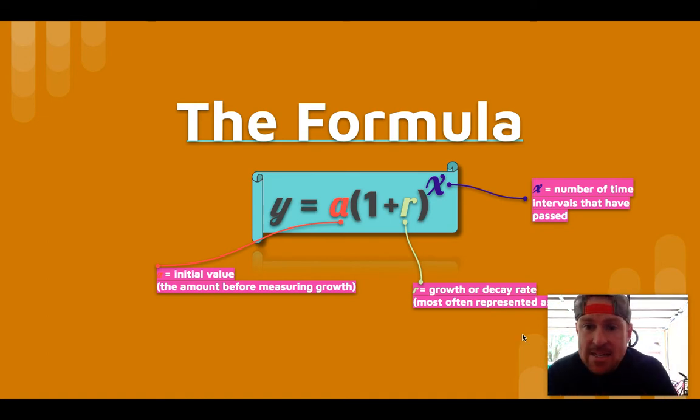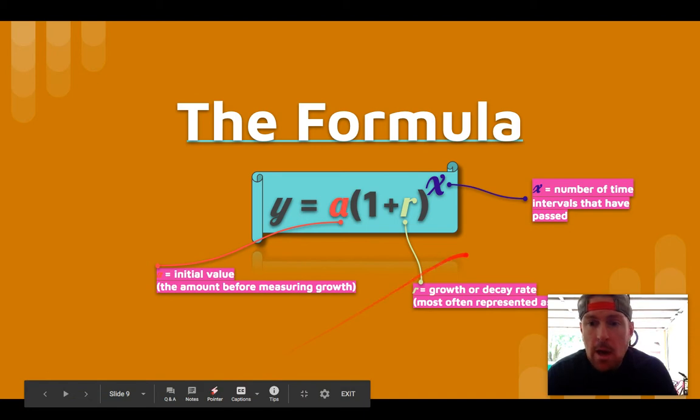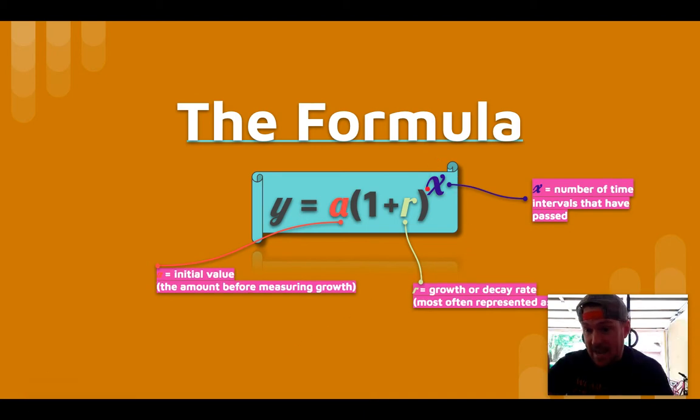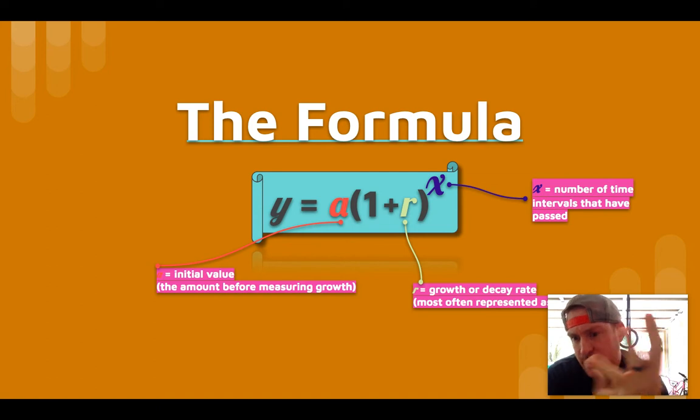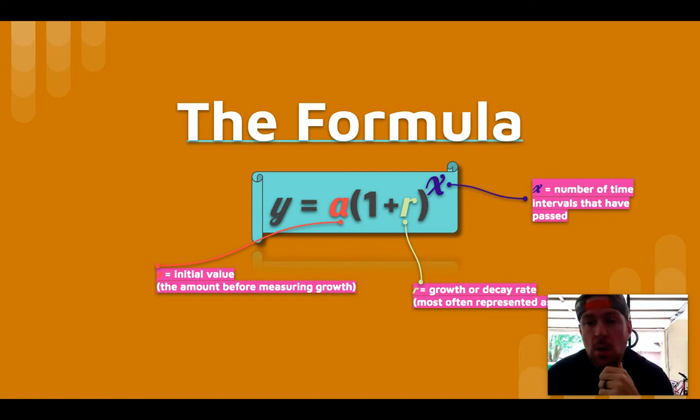And then x is your number of intervals. So in this case we went by days, right? So we do 31 is the intervals, right? Or sorry, we do 30 days, because the first day is 0, right? So if we start at day 0, then we're going up 31 days. So that's 30 days. We take away 1 day. So that is your interval.